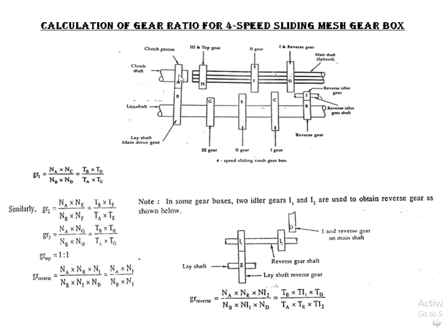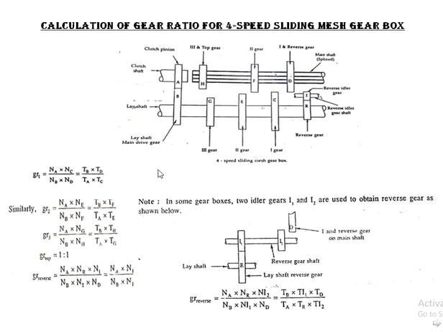Na is the speed of the clutch pinion, divided by the speed of the lay shaft main drive gear Nb, into Nc. First gear is C and D here. So Nc divided by Nd here. It means that Na by Nb into Nc by Nd gives the gear ratio on the basis of speed.